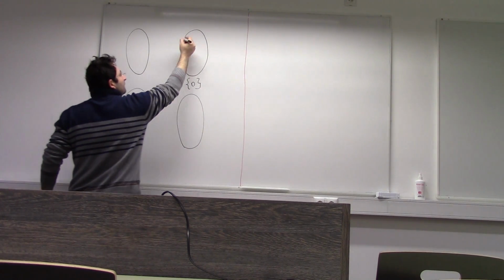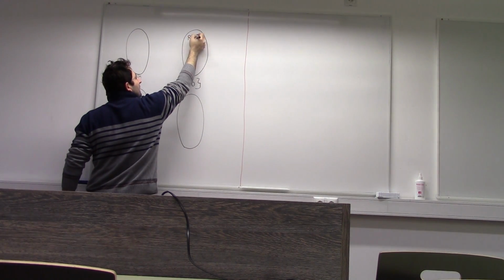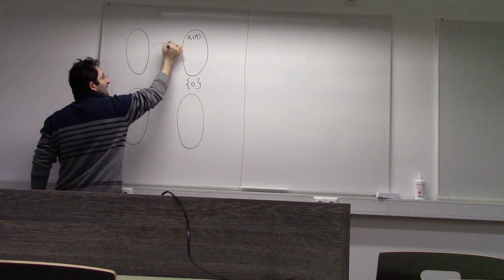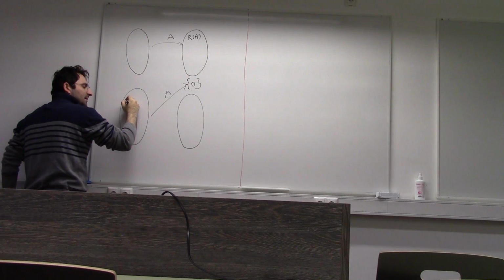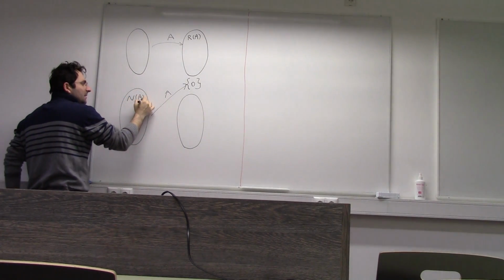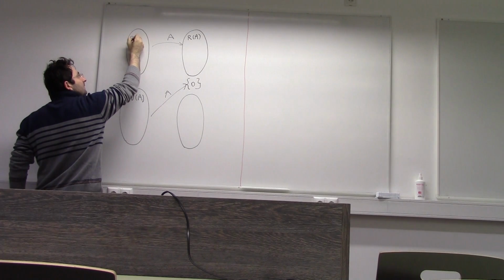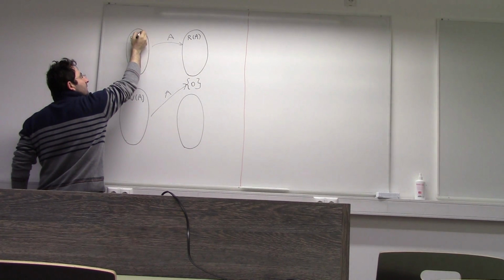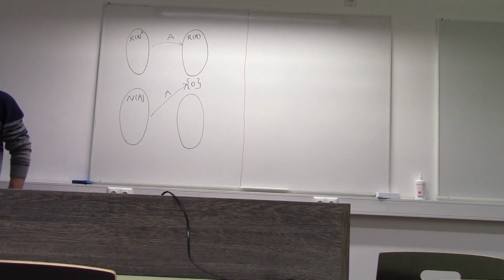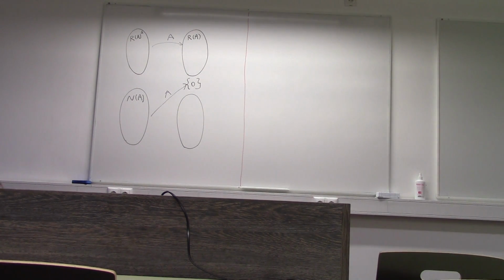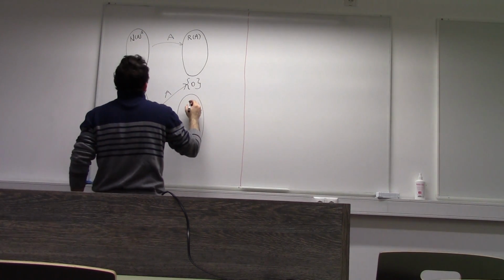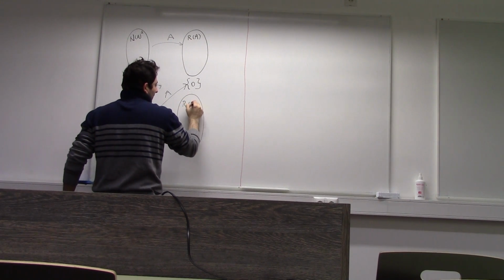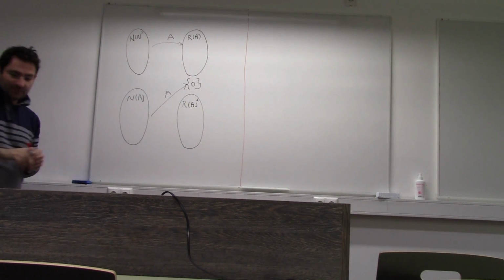What is the name of this one? Range of A. This one, we said that A is taking it here. This is? Null space. This is? Null space of A transpose, or orthogonal complement of RA. Orthogonal complement of NA. And then this is orthogonal complement of RA, which is null space of A transpose.